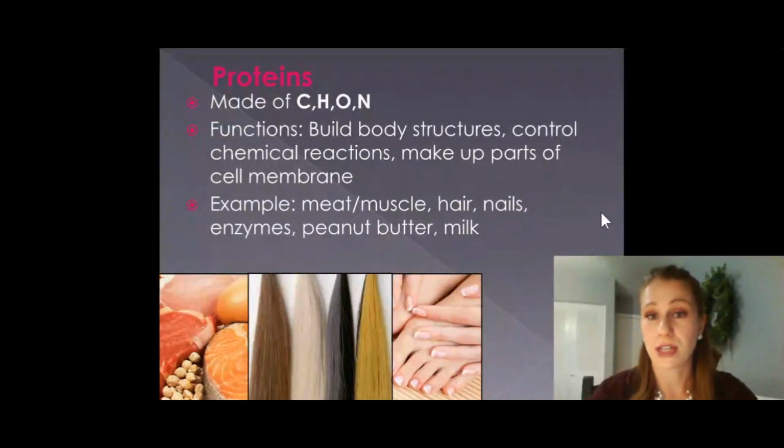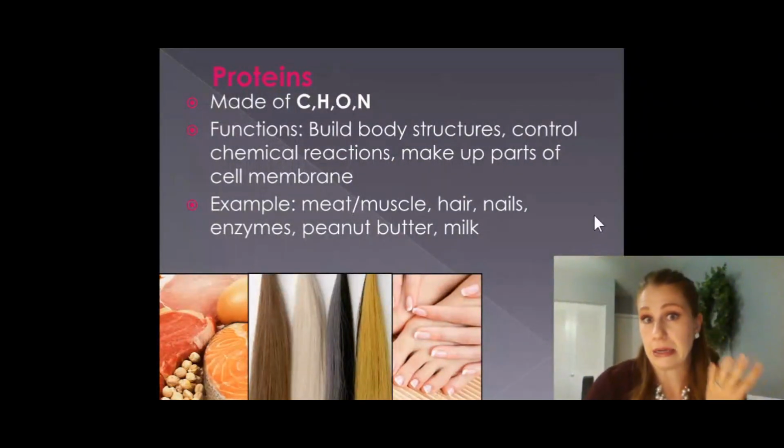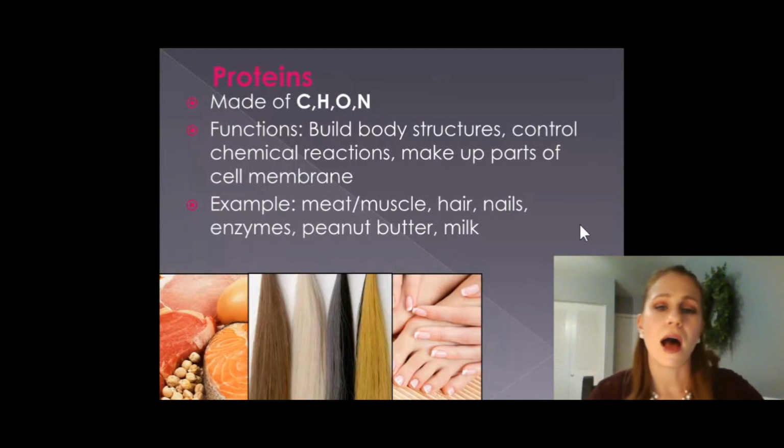Some examples from our diet include meat or muscle. Muscle is meat. It's the same thing. We just don't always call it that because it's a little creepy to say, I'm eating muscle wings today. Kind of weird. Hair and nails. Your hair and your nails are both made of protein. Now, it's not the same protein like you would eat. It's structured differently, but you theoretically could eat it. Kind of weird. Enzymes, which are going to speed up those chemical reactions.